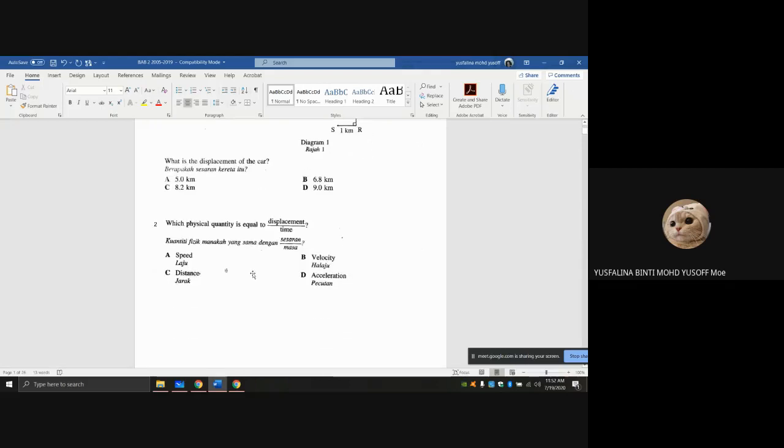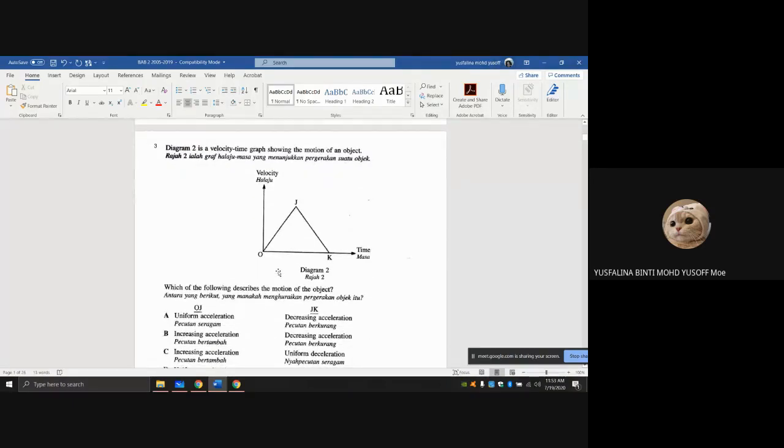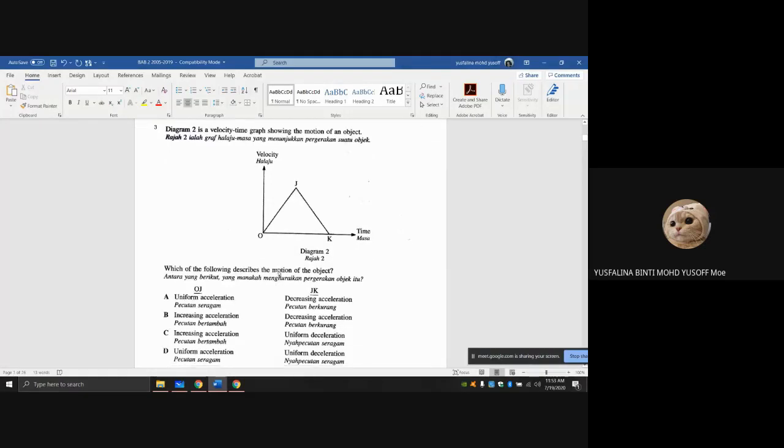Okay, the next one: which physical quantity is equal to displacement divided by time? The answer should be B, velocity. Speed is distance divided by time, while velocity is displacement divided by time. The next one is diagram 2, a velocity time graph showing the motion of an object. Which of the following describes the motion of the object?